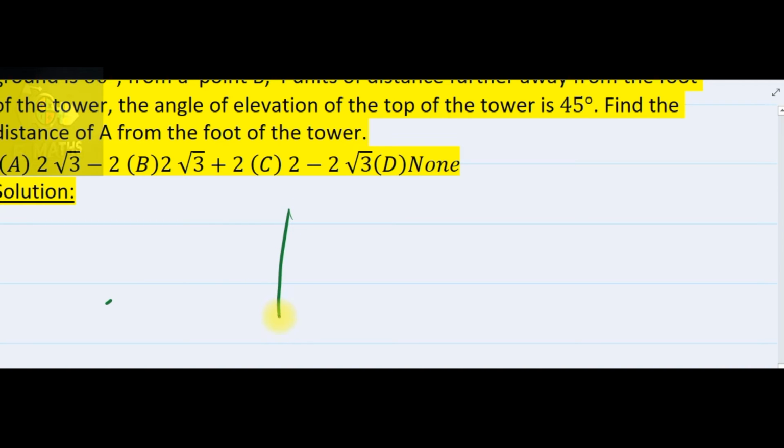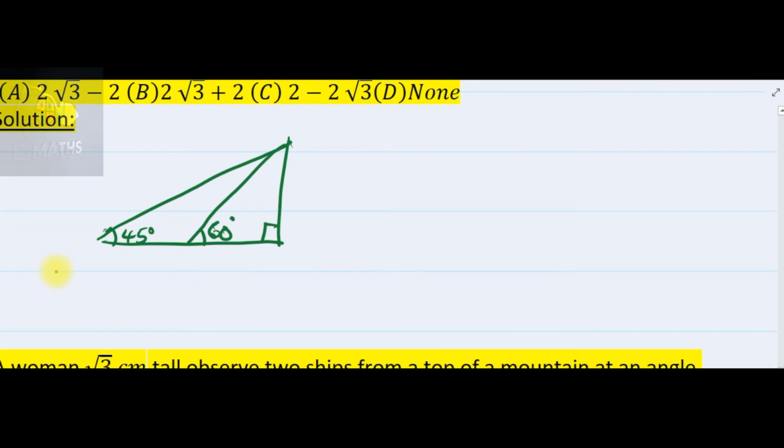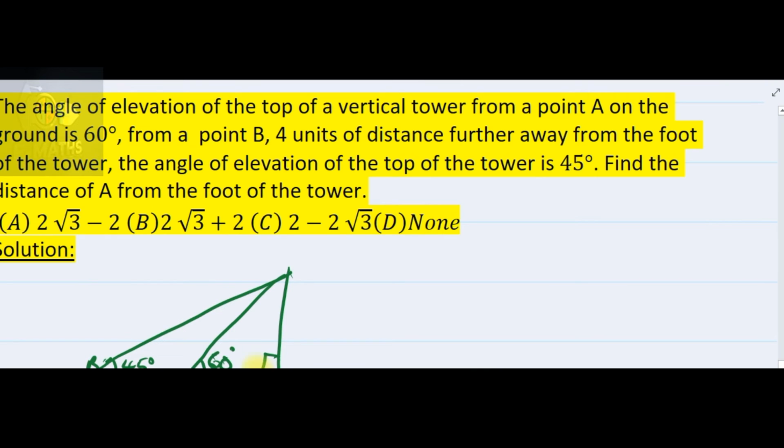So assuming this is the tower, the first one, this is 60, I think. So this is 60. While this is 45, and the distance between the two is 4. So from here to here is 4 units. So our main aim is to find the distance from the foot of the tower.